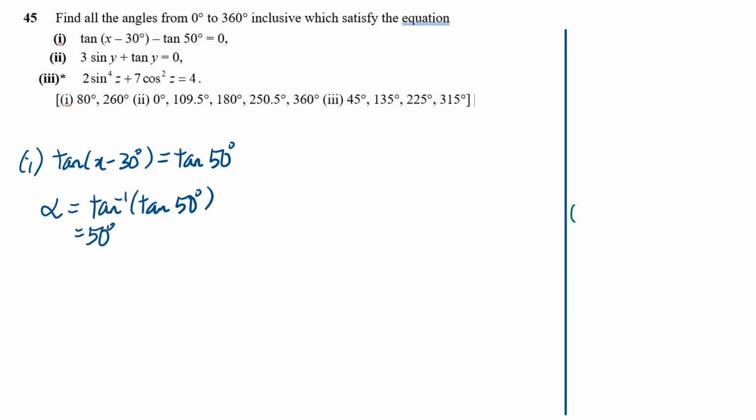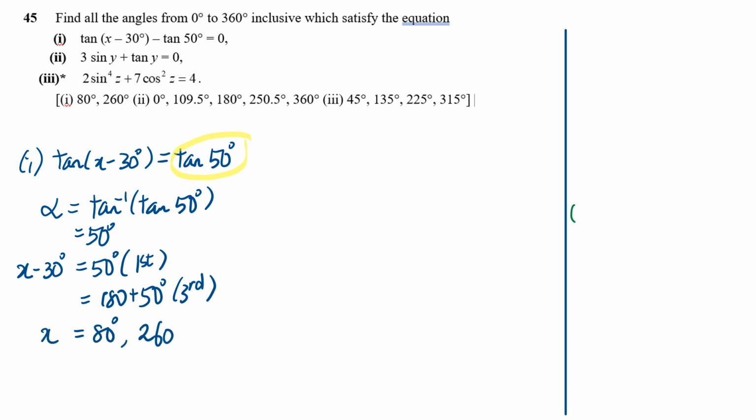Okay, so the next thing is that tangent 50, it's a cute angle, positive value. It will be a positive value. So for tangent to be positive, which quadrant does it come from? Yes, ASTC. So it will come from the first and the third quadrant. Okay, so first quadrant is just alpha itself, which is 50. Third quadrant is 180 plus alpha. So from there, you can just find your x to be 80 degrees or 260 degrees. Oh, and I forgot the unit. All right, the little circle must be there. Okay, so that's part one, relatively easy.